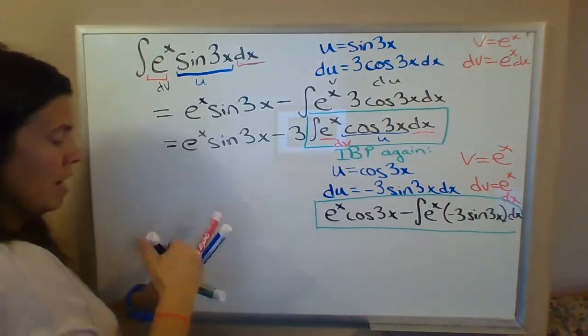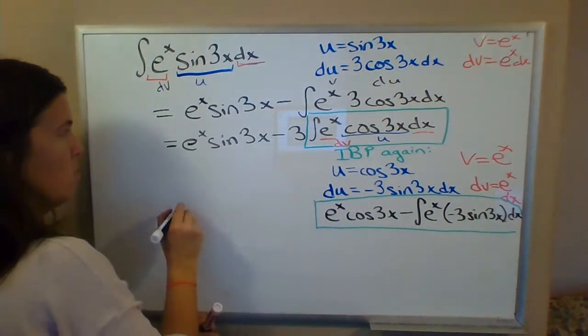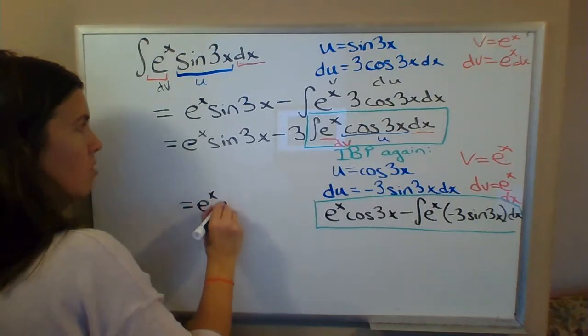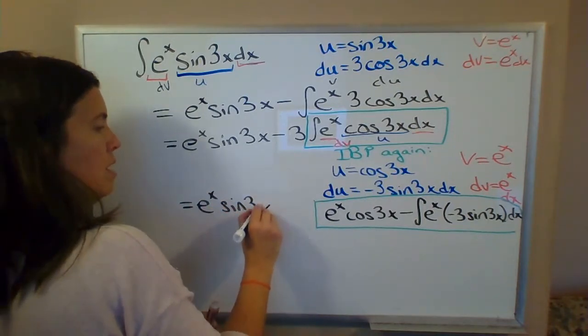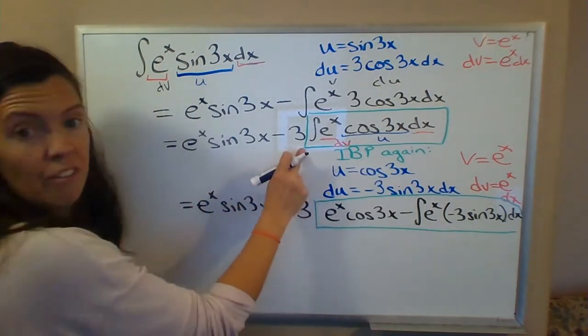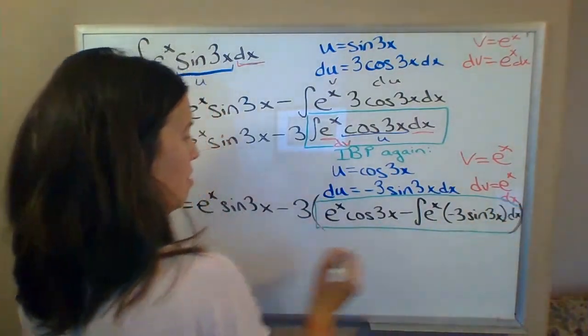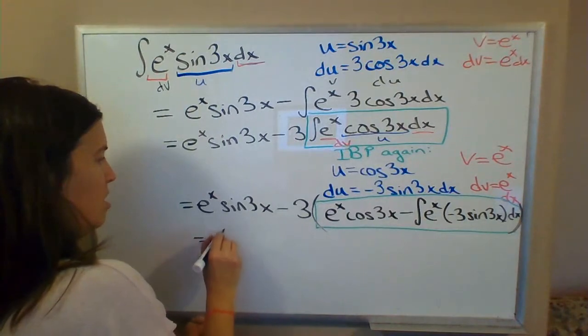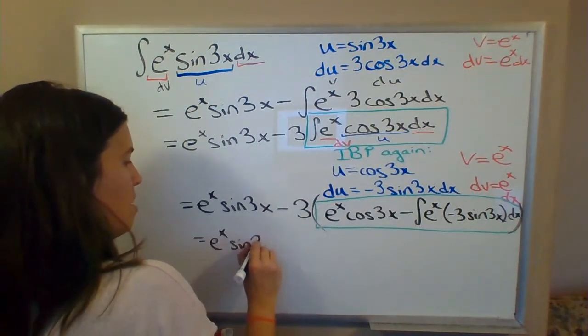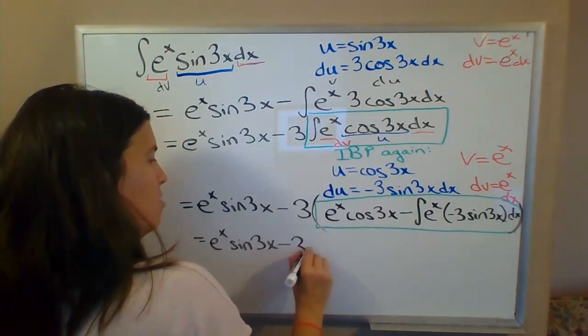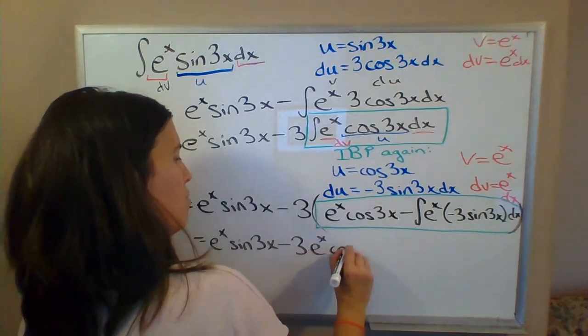And what's outside here just stays the same. So this is e to the x sine of 3x minus 3. You have this coefficient of 3 times all of that. So this is e to the x sine of 3x minus 3 e to the x cosine of 3x.